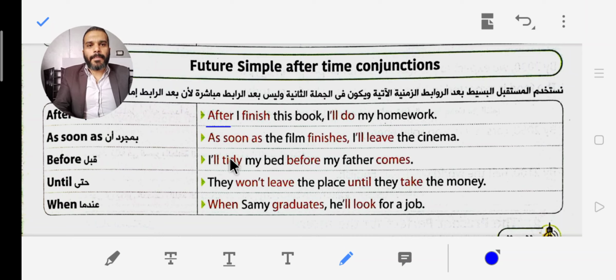I'll tidy my bed before my father comes. We can begin with before. Before my father comes, I'll tidy my bed. They won't leave the place until they take the money. When Sammy graduates, he will look for a job.